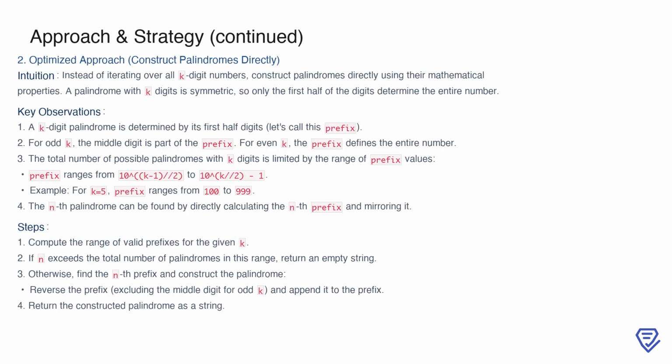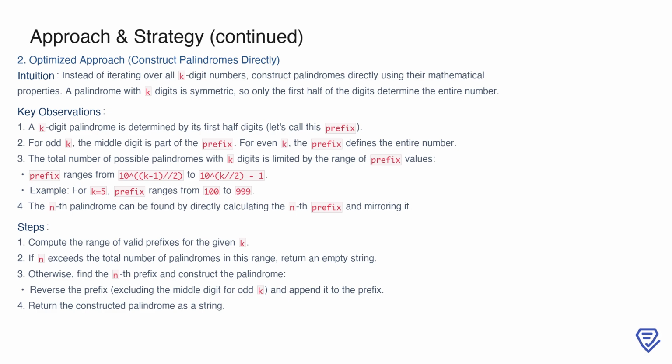Now, let's consider the optimized approach, which directly constructs palindromes without iterating through all k-digit numbers. The key intuition is that a palindrome's symmetry allows us to determine the entire number based on just its first half, known as the prefix. For even values of k, the prefix completely defines the palindrome, while for odd values of k, the middle digit is part of the prefix. By focusing on the range of possible prefixes, we can calculate palindromes much more efficiently.